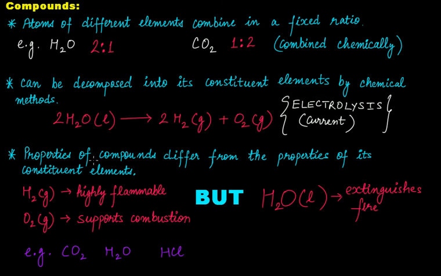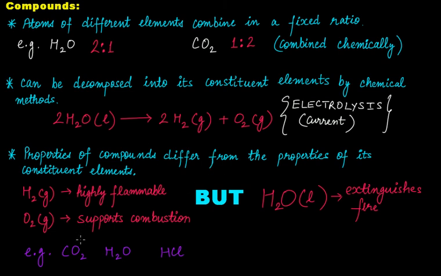Next point is that properties of compounds differ from the properties of their constituent elements. This is really very important. The properties of compounds differ from the properties of their constituent elements. Example, hydrogen gas is highly flammable, oxygen gas supports combustion, but H2O, that is liquid water, extinguishes fire. That is, the property of water completely differs from that of hydrogen gas and oxygen gas. It's completely different.